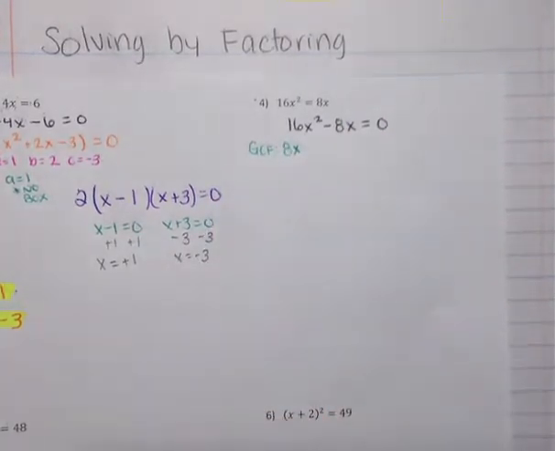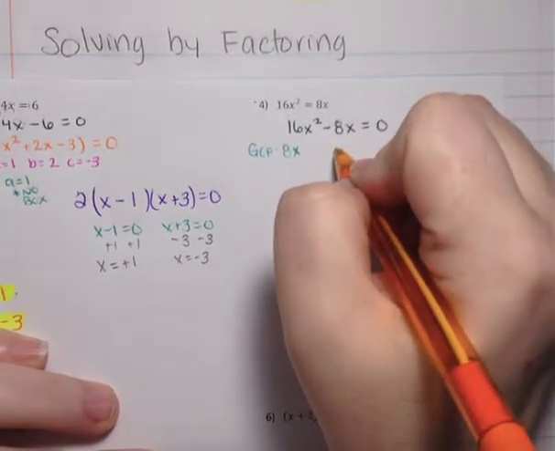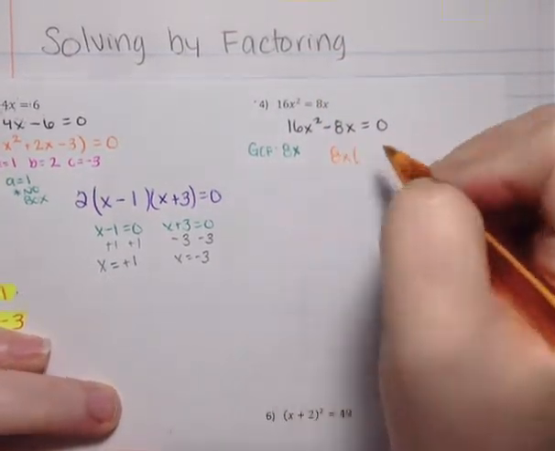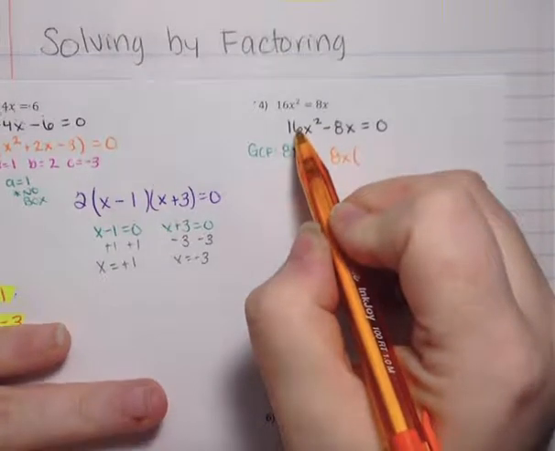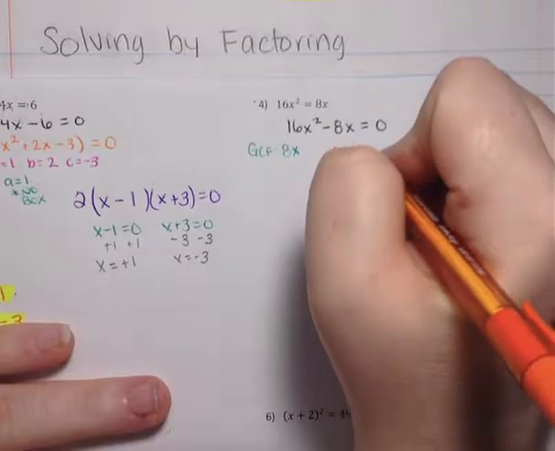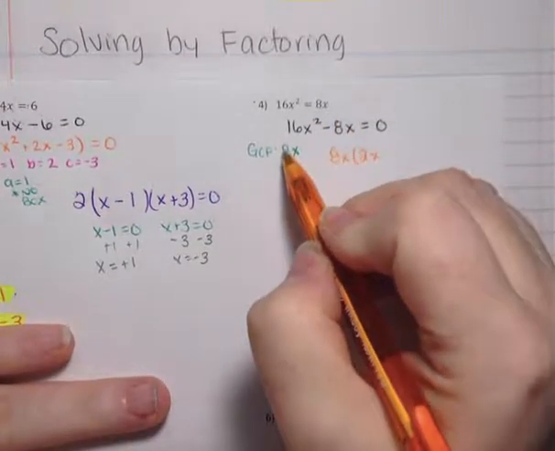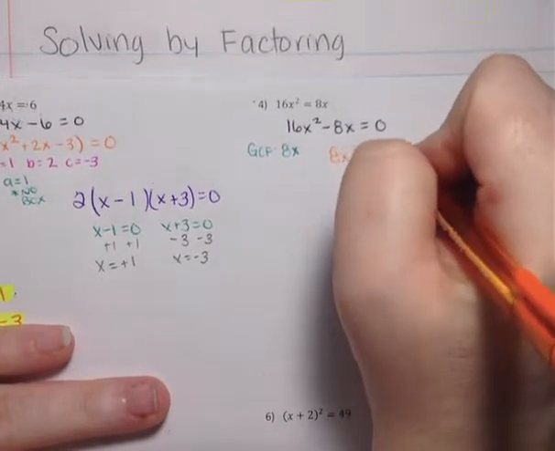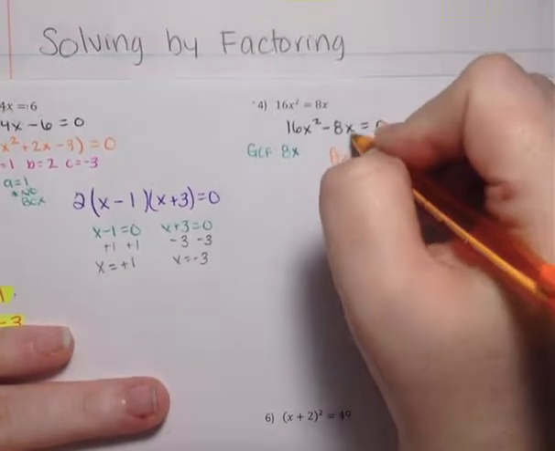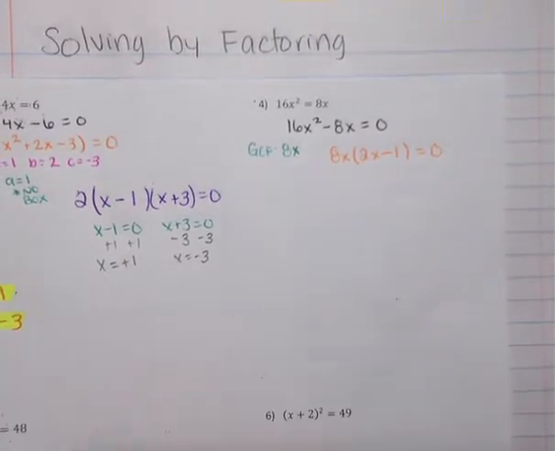We need to factor that 8x out of the quadratic. So 8x will go on the outside of a parentheses. 16x squared divided by 8x will be a 2x. Negative 8x divided by 8x will be a negative 1, close parentheses, because that was the end of the quadratic, equal to 0. Now we need to see if we need to factor further.